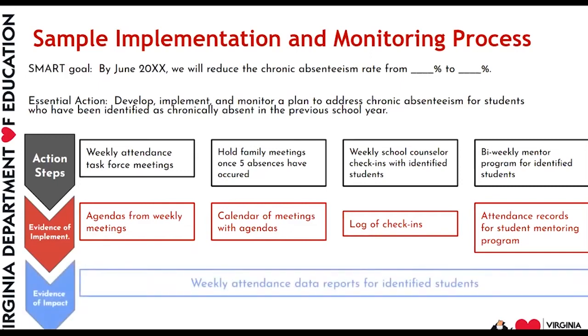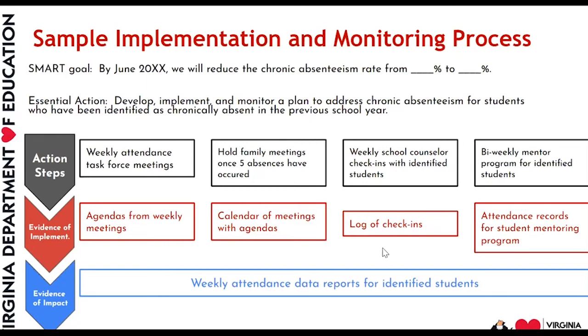Now for my impact, I've got to go back to my SMART goal. What's my weekly data report saying, right? Am I seeing improvements? Am I seeing certain students improve their weekly attendance rate, right? Am I looking at that constantly? And that can help you when you look, maybe certain students were in the school counselor check-ins. So you could say, okay, that really worked. With that data from that group of students, we saw an improvement in attendance. But maybe the bi-weekly mentoring programs, that group of students, we didn't see the same improvement in attendance. So what do we need to adjust and reflect?